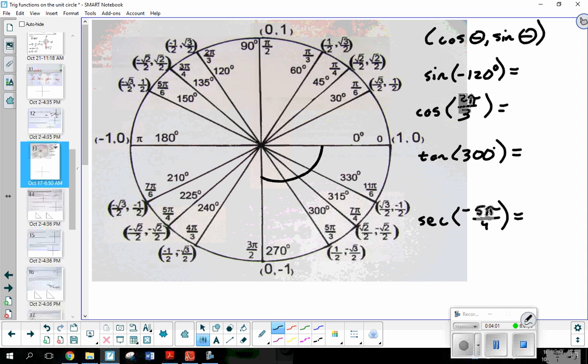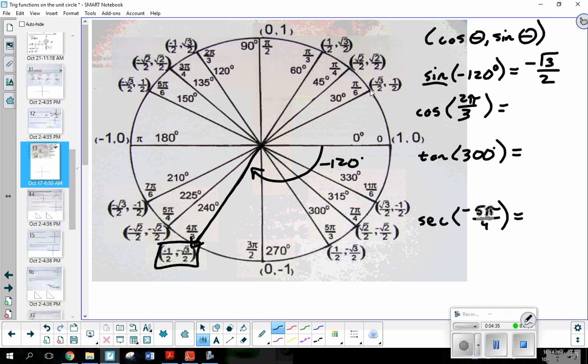So if I started here and rotated, this is negative 120 degrees. So this is going to be right here. You'll notice negative 120 is coterminal with 240. That means they have different angle measures, but the same terminal position. Wherever we stop rotating, we have this ordered pair. Now I'm going to look at the trig function. Remember, sine is the y value. So what's the y value at this location? Negative square root of 3 over 2.